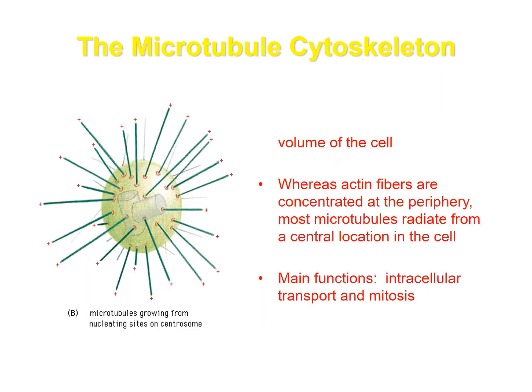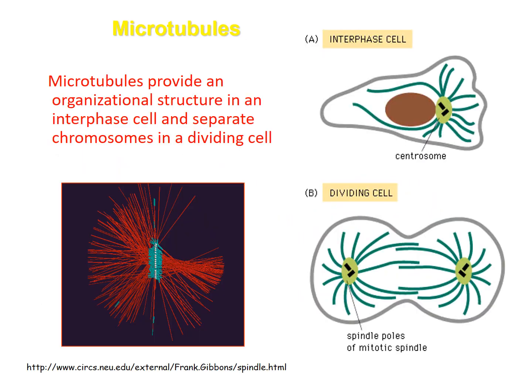The next type of cytoskeleton is the microtubule cytoskeleton. It gives us cell volume. Actin fibers are concentrated at the periphery. Most microtubules radiate from a central location in the cell, and the main function is transport and they're very required for mitosis. And it shows the centrosome complex that you're aware of in mitosis.